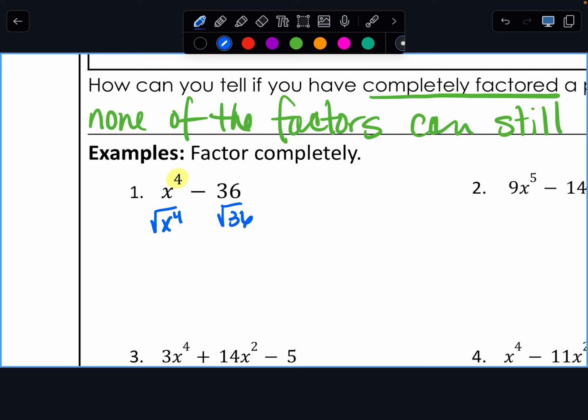There is an imaginary 2 out here when it's a square root. We don't write it. But what you do when you take the square root of a number is you divide the exponents. So this becomes x squared, and this becomes 6. So we write our parentheses, and it's x squared minus 6, x squared plus 6. And that can't be broken down anymore because 6 is not a perfect square.